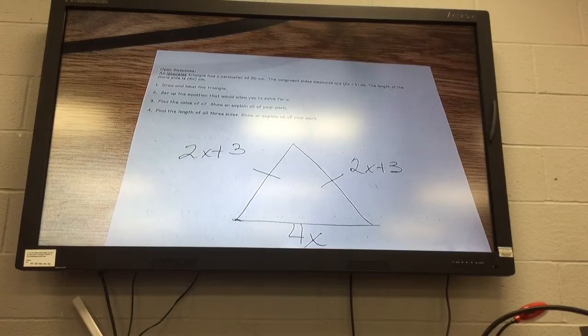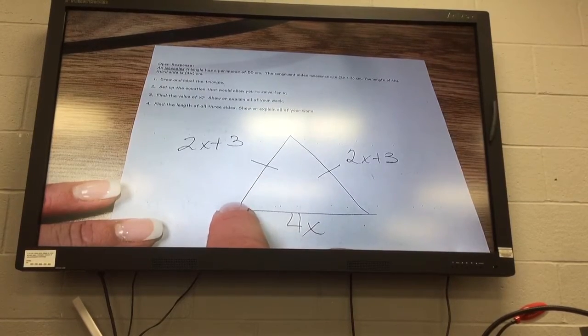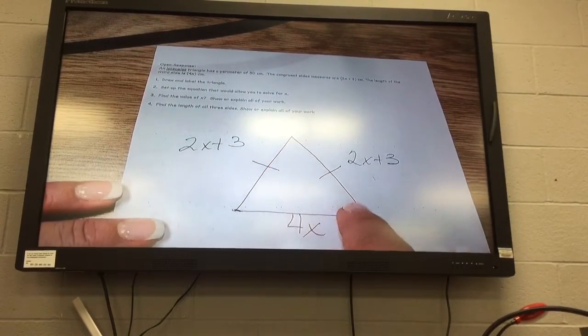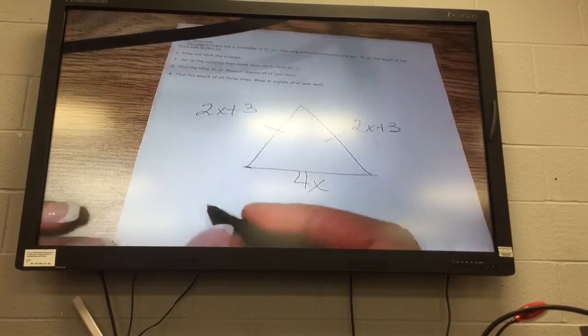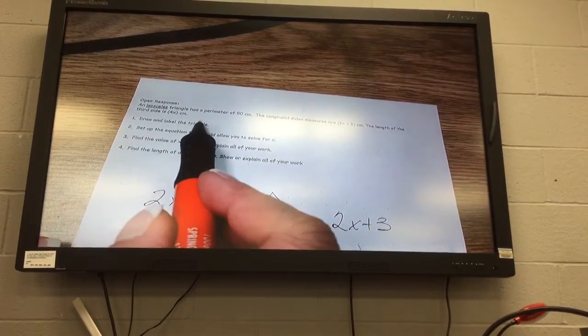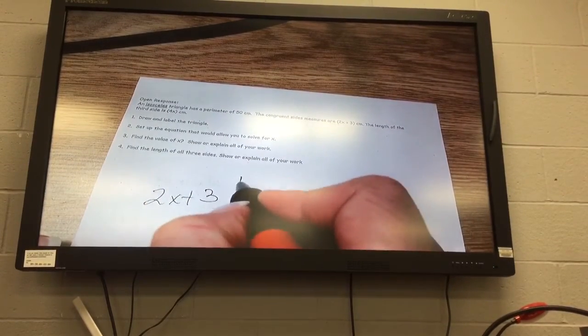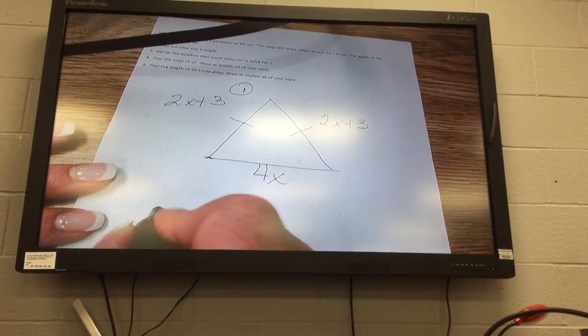Perimeter is if I add up all three sides, or if I'm walking, I'm going to walk from here to here to here. It does not equal 180. Angles equal 180. Does that make sense? So the perimeter, all right, let's read the directions. It says draw and label the triangle. Have I done that? Yeah. So that's number 1.